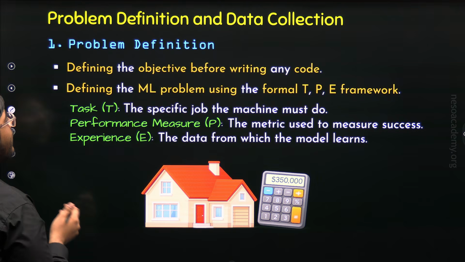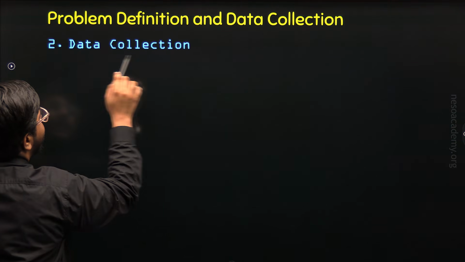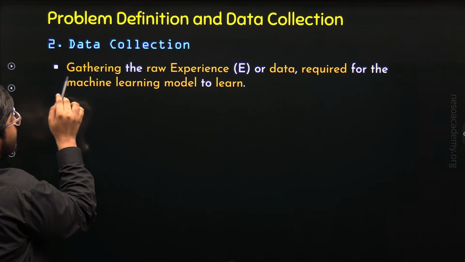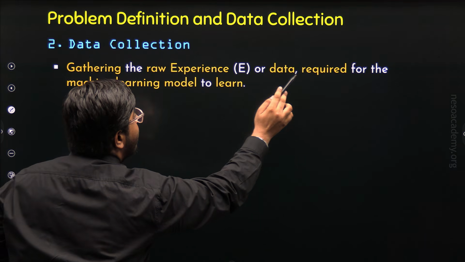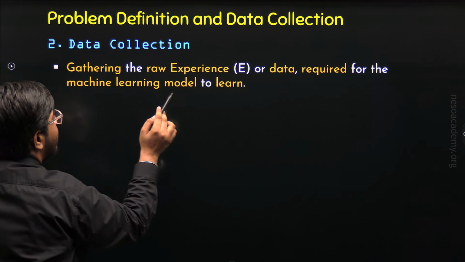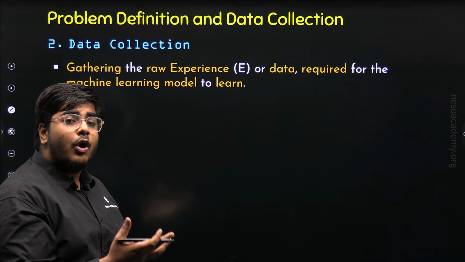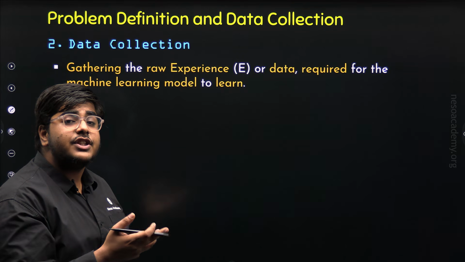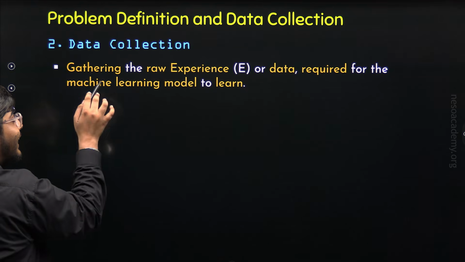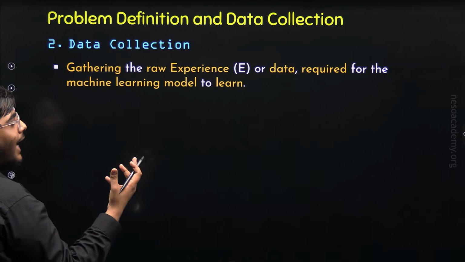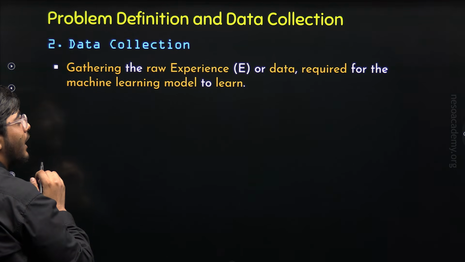Now we will move forward towards the second step of the machine learning pipeline, that is data collection. It is the process of gathering the raw experience E or data required for the machine learning model to learn. So I have just explained you that machine learning model learns patterns and features from data. Now, data collection is the process of collecting or gathering that data so that the machine learning model can learn patterns and features from that data.